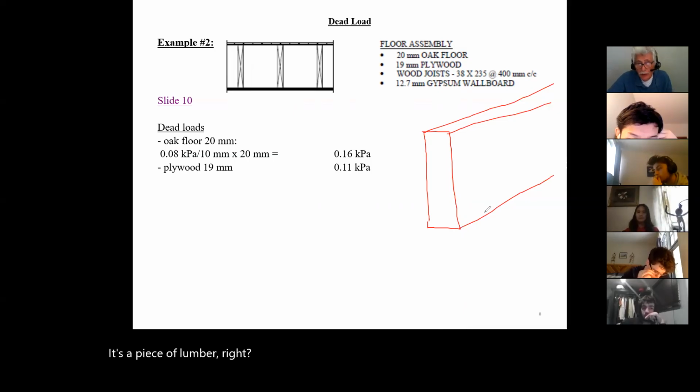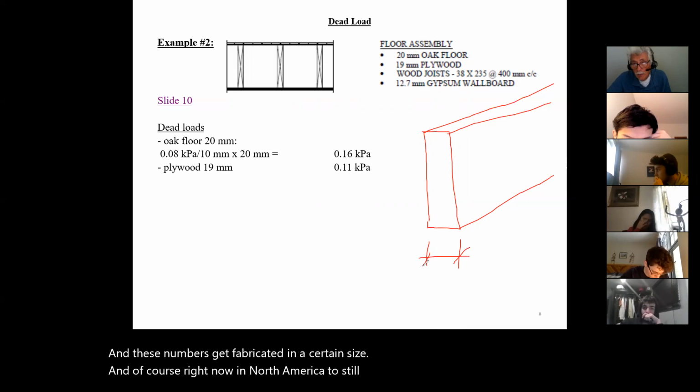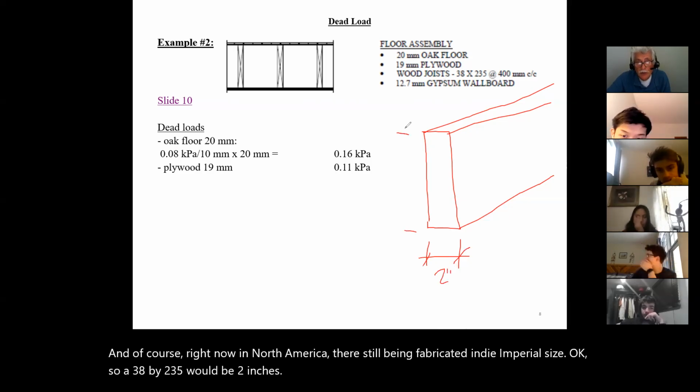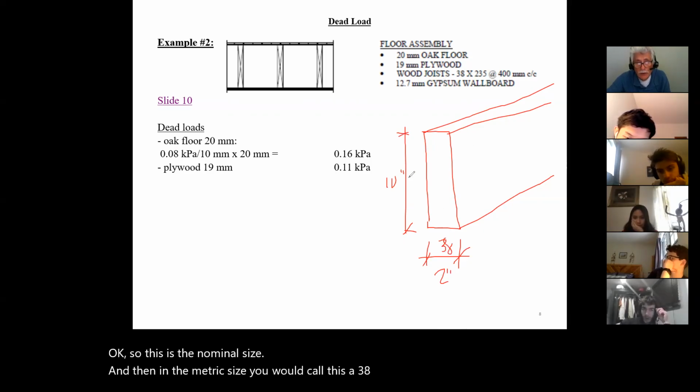And these lumbers get fabricated in a certain size. Of course, right now in North America, they're still being fabricated in the imperial size. So a 38 by 235 would be 2 inches by 10 inches. This is the nominal size. And then in the metric size, you would call this 38 millimeters by 235. So that's what that is.